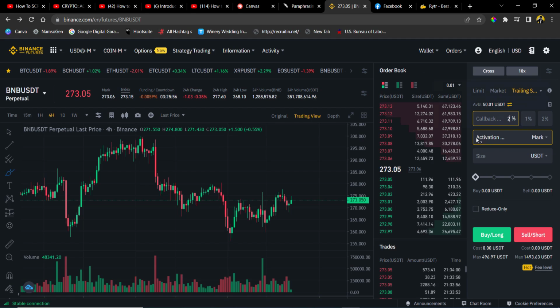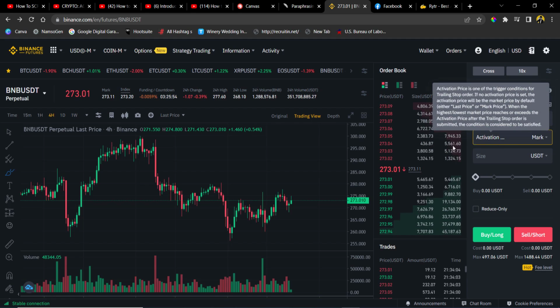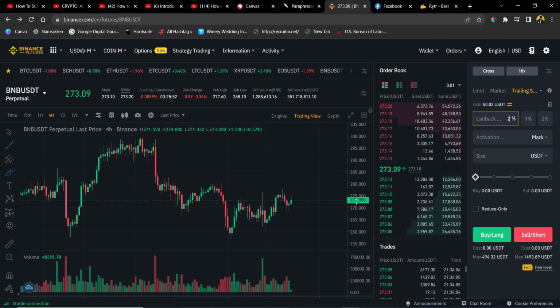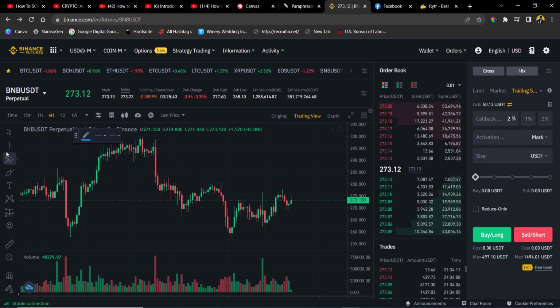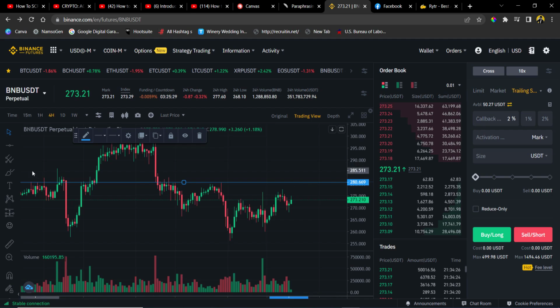Then my activation price, if you want the market to activate at this particular current market condition, you will just leave it blank. And then if you are intending to activate it at some certain point, or maybe when price reaches this particular level, let me change this to horizontal line. If you want price to reach this level before your trailing stop gets activated, that's at 280. Let me drop it down a bit. You want your trailing stop to activate at $280. That means price must reach this place for it to start activating.